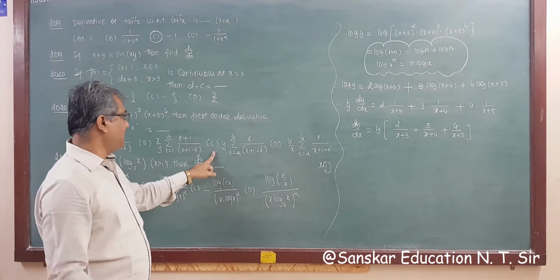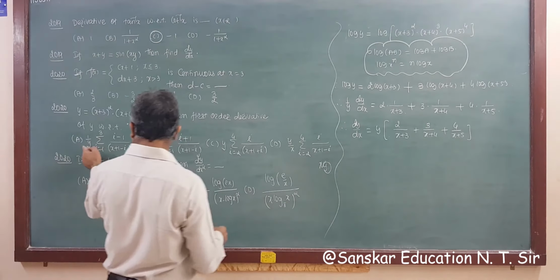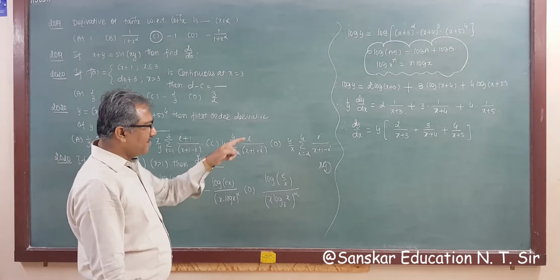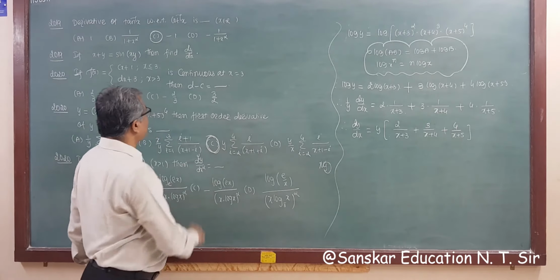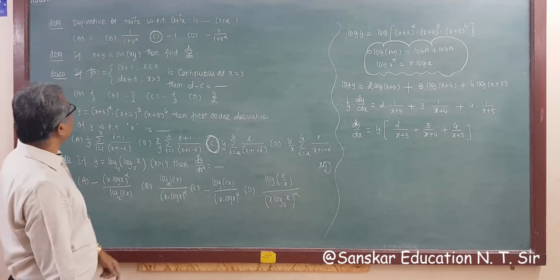But how? Now see, this is y because there is no y in multiplication. Only one y is there. So your proper answer is option number C.